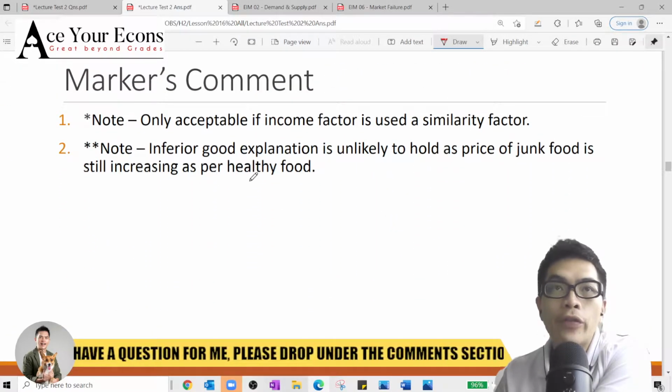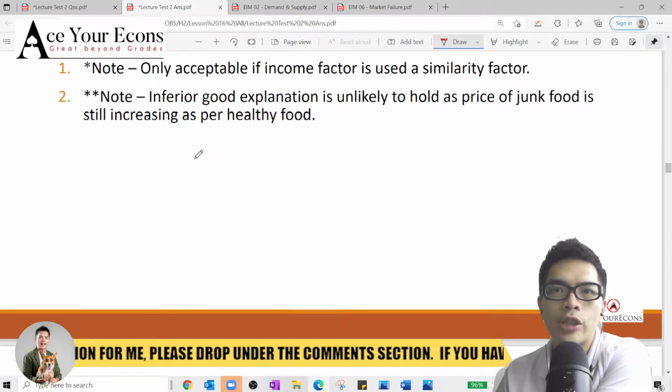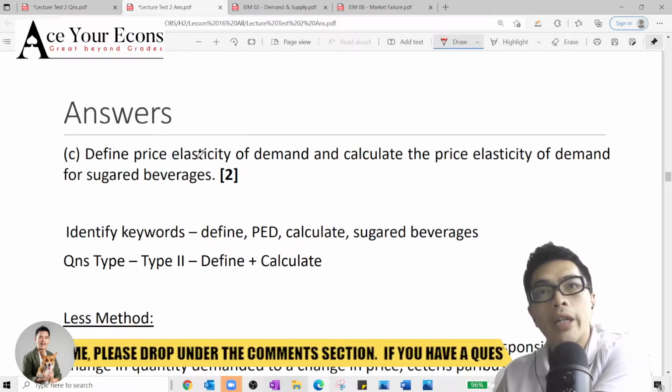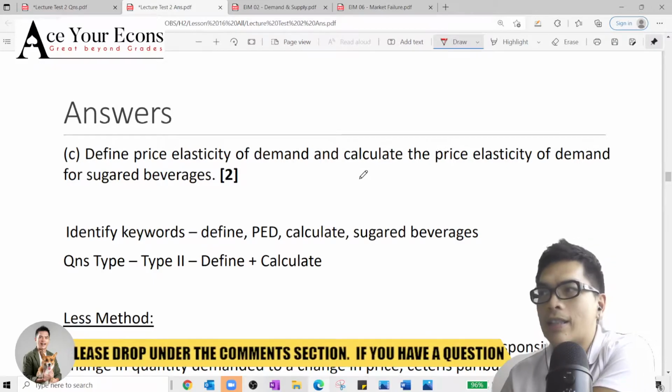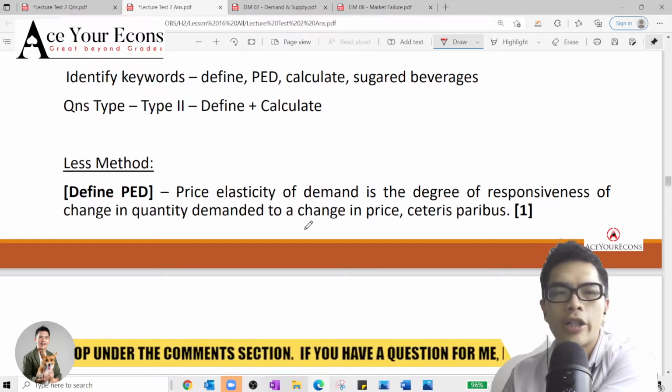Okay, so if you use inferior good, then it's not going to turn out well. So don't use inferior good in this explanation. Question C is the easy part, the calculation.